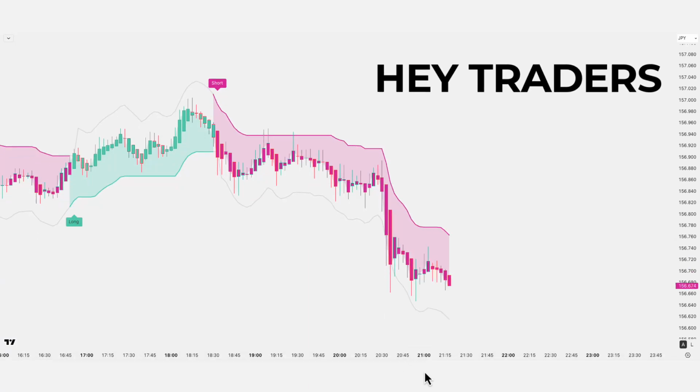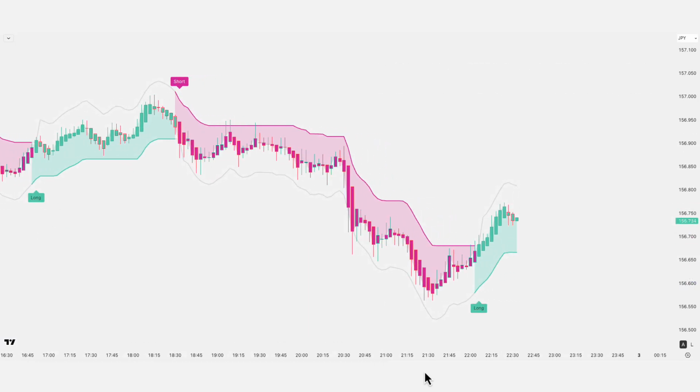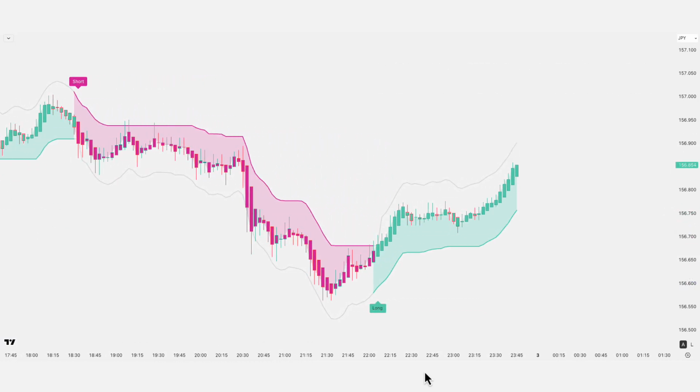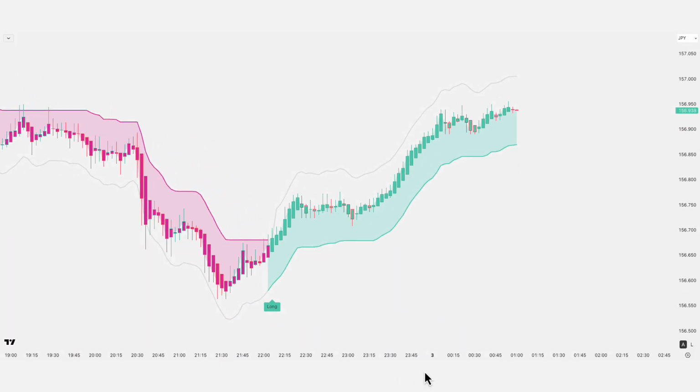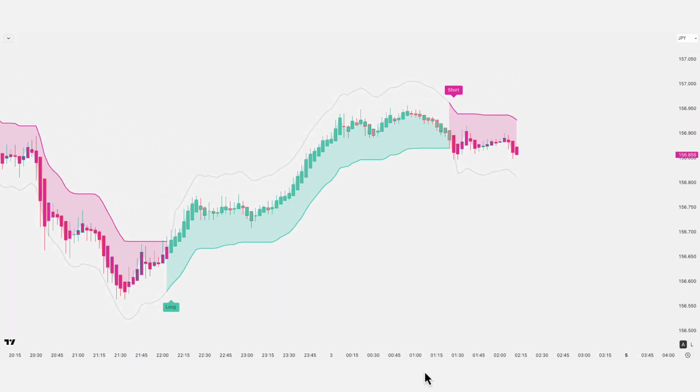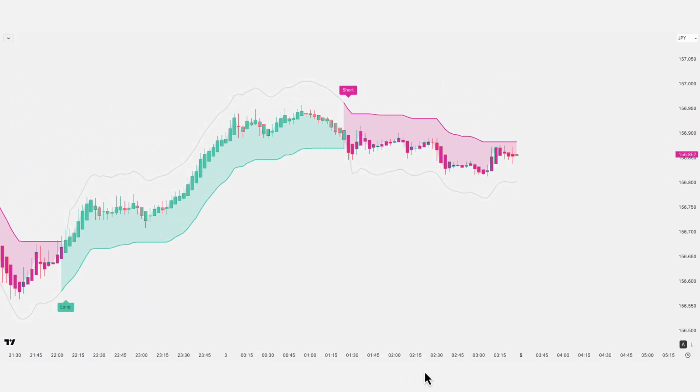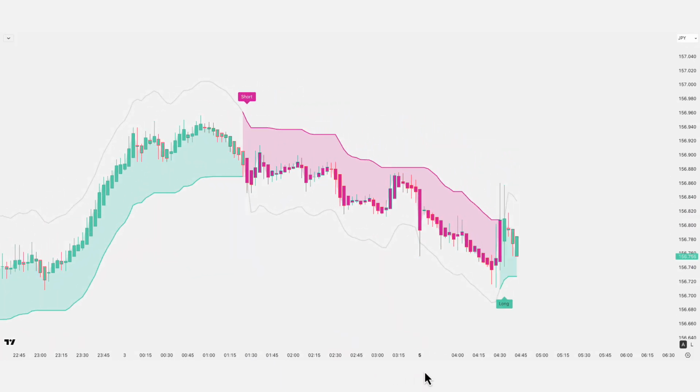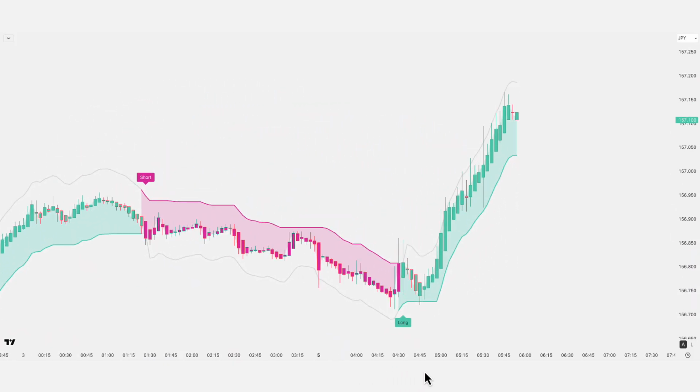Hey traders, sometimes the market presents us with fake moves, and the moment we enter a trade, the price immediately reverses against us. This is exactly what was happening to me. Every signal seemed perfect, yet the results were consistently disappointing.